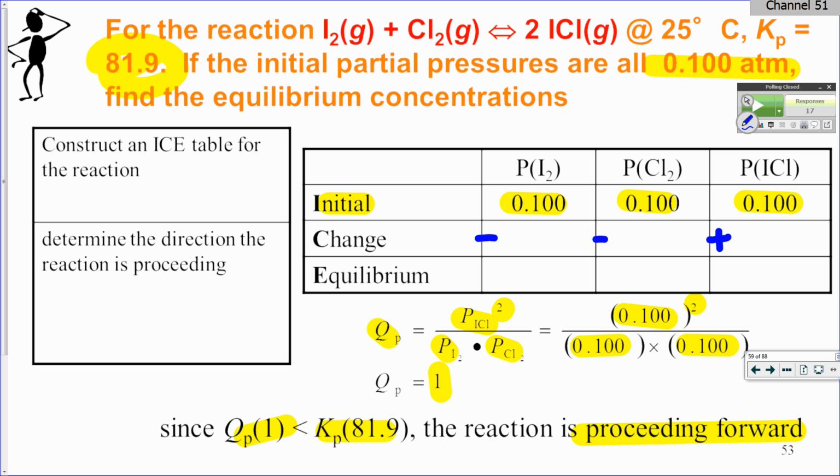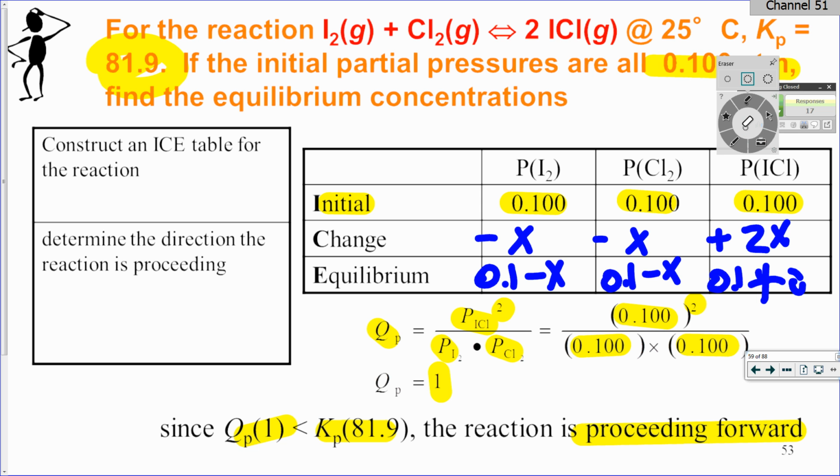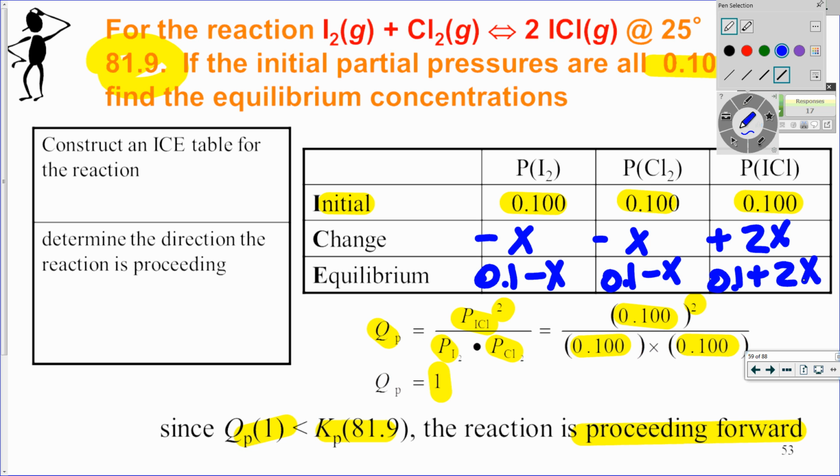Everything here is one-to-one stoichiometry, except at the end, this guy is 2. So if I look at the change that's going to occur, I'm going to make this one minus X, and plus 2X. Okay? So now what I have at the end is 0.1 minus X, 0.1 minus X, and 0.1 plus 2X.